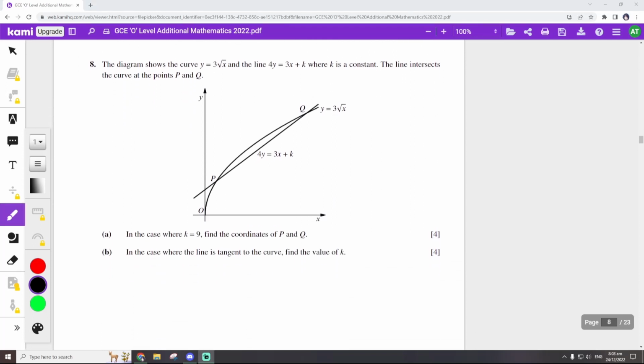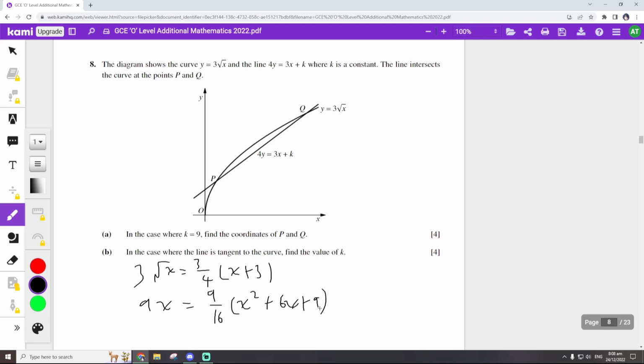Okay, question 8. We have the curve y equals 3 root x and the line y equals (3x plus k) divided by 4. In the case where k is 9, find the coordinates of P and Q. So we have 3 root x equals (3x plus 9) divided by 4. We can actually factor out 3 over 4 here: x plus 3. Squaring both sides gives us 9x equals 9 over 16 times x squared plus 6x plus 9.